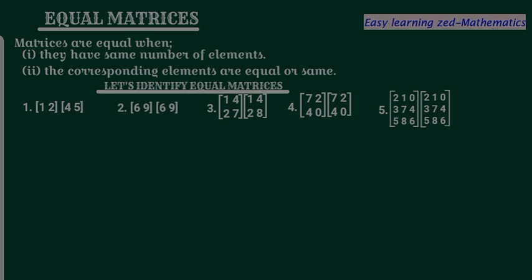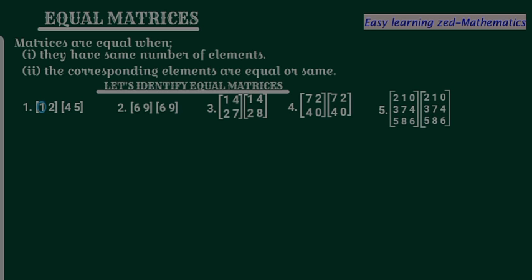Now let's come to the corresponding elements, that is the position. Okay, let's see. We have the element that is occupying position 1,1. If you are not conversant with how to identify the position of elements in a matrix, you can watch the video. I've put the link in the description box where I taught about the position of elements in a matrix. It will tell you how to identify the position of an element in a matrix.